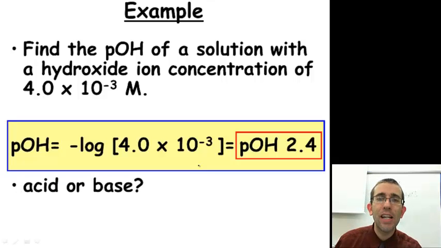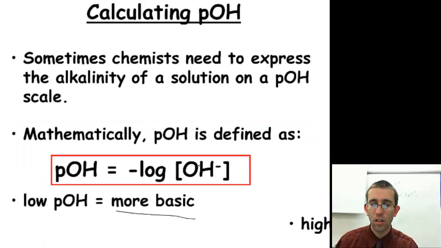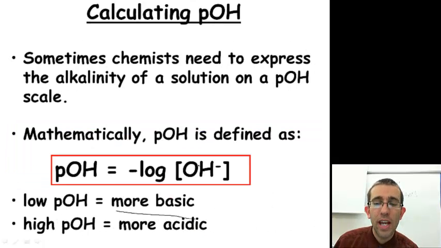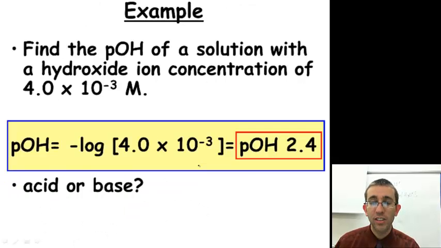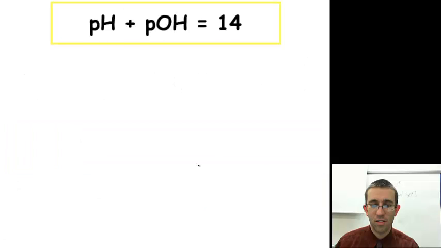Is this an acid or base? Be careful. We're now talking about the pOH scale. And remember on this last one, the low pOH, below 7, is more basic, and above 7 is more acidic for pOH. So since it's 2.4, this one's a base.